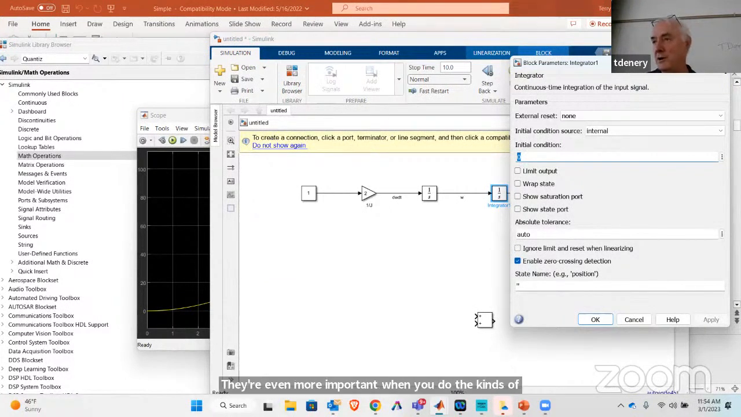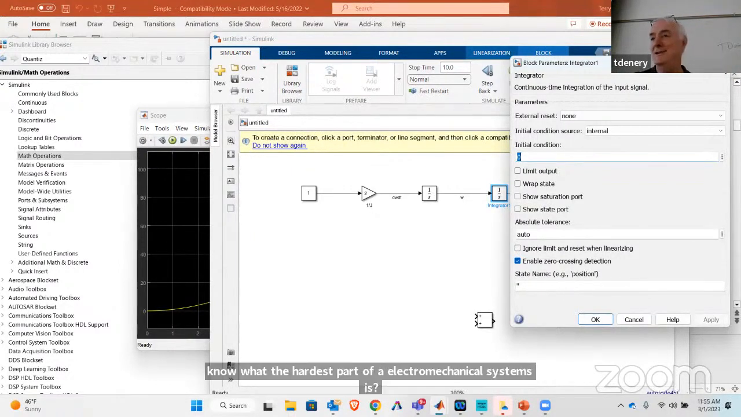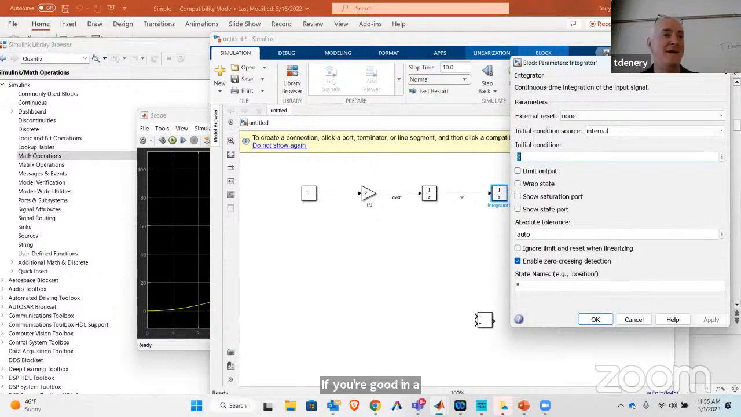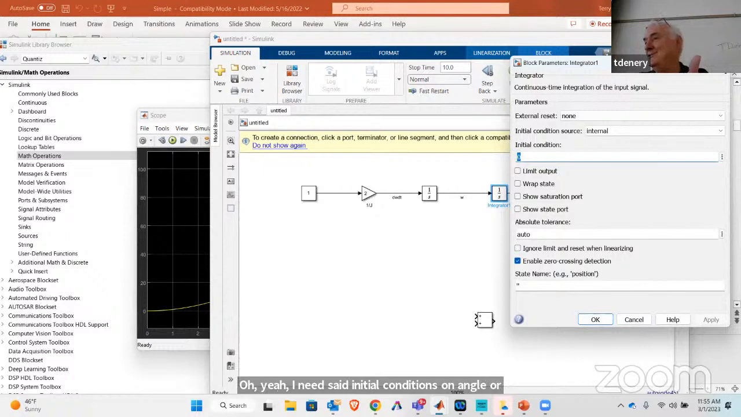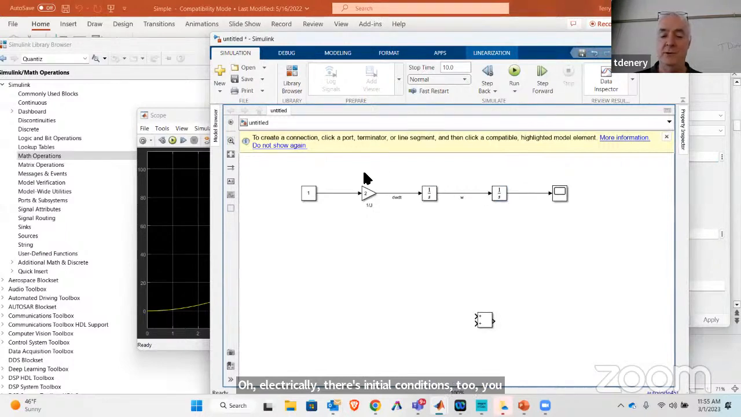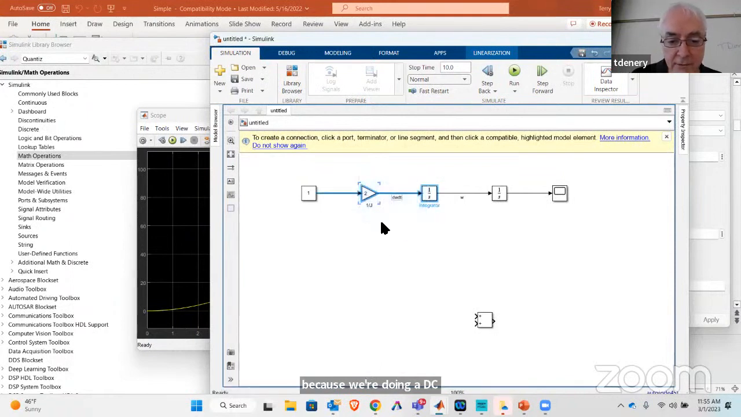You know what the hardest part of electromechanical systems is? If you're good in a domain, let's say like mechanics, you totally know, oh yeah, I need to set initial conditions on angle or shaft position or whatever. And you kind of forget, oh, electrically there's initial conditions too. And we'll kind of see that as we move into electrical, which we need to because we're doing a DC motor. So anyways, but let's kind of work with this right now.